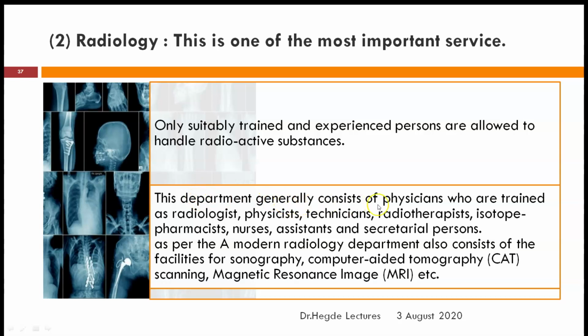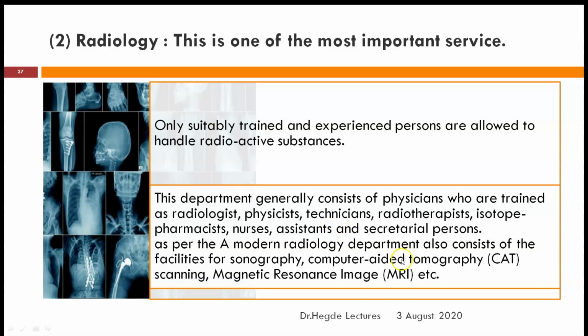This department generally consists of physicians who are well trained as radiologists, physicists, technicians, radiotherapists, and isotope pharmacists. Isotope pharmacists perform in the USA, and in India also there are pharmacists who are experts in handling radium therapies in the hospital. It is one of the specialized branches in radioactive isotopes. They usually study pharmacology, and after that they may enter as radiation experts. Nurses, assistants, and secretarial persons assist the radiologist.